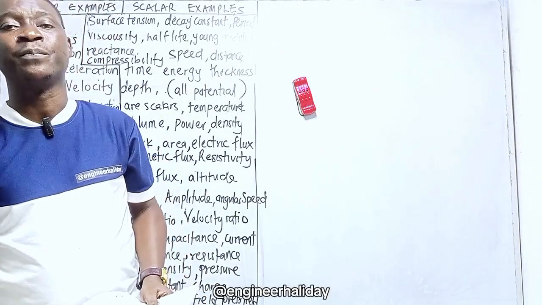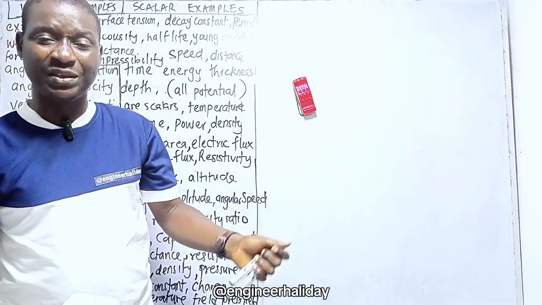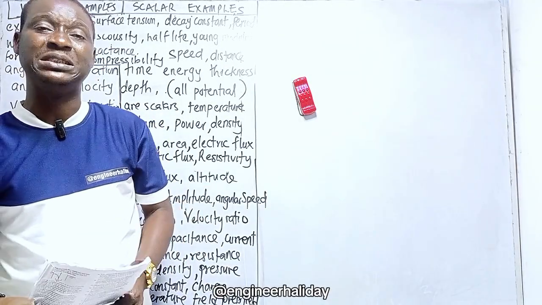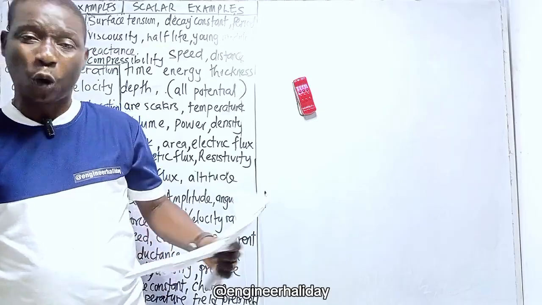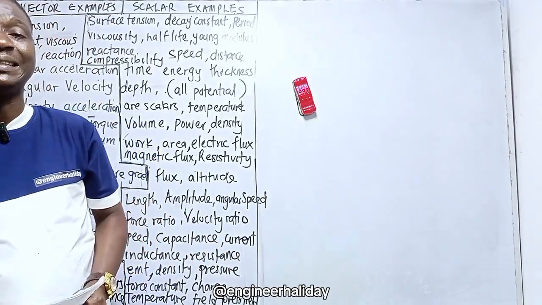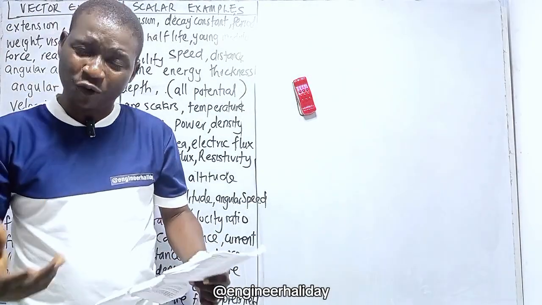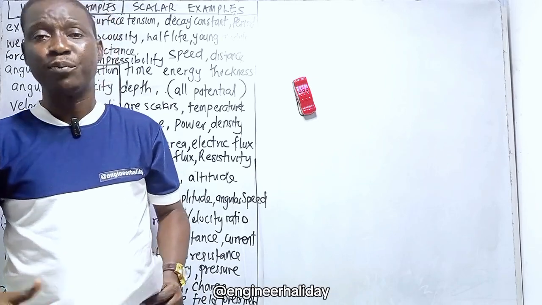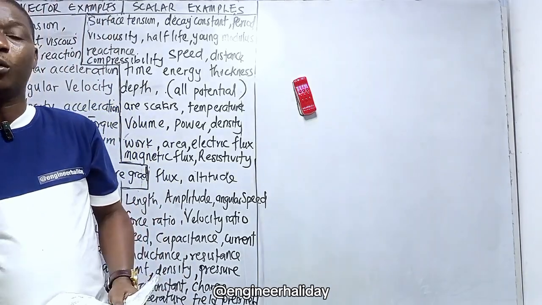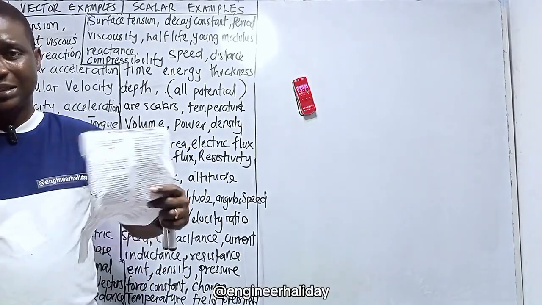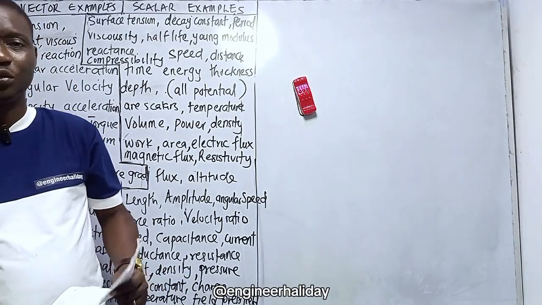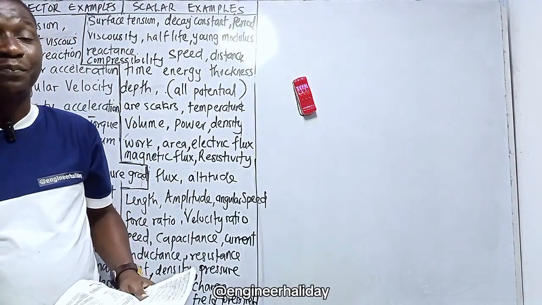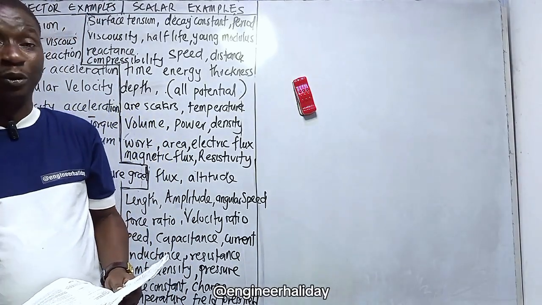We have velocity. Velocity is a vector, while speed is a scalar. Angular velocity is a vector, but angular speed is a scalar. Current is a scalar, but current density is a vector. Though we have several examples that are so confusing. For example, force ratio is a vector, but surface tension is a scalar. If you check their units, you see that they have the same unit. So these are very interesting parts that we are going to be looking at.